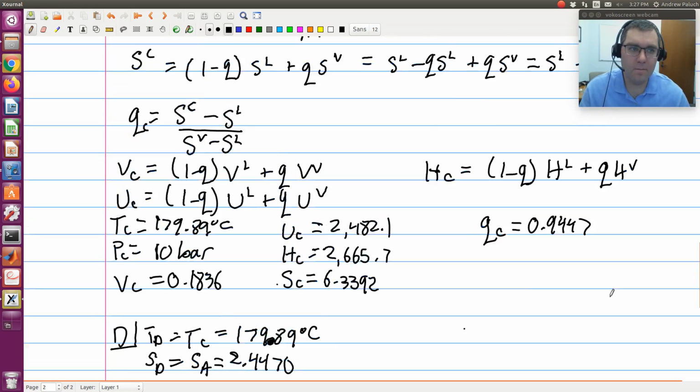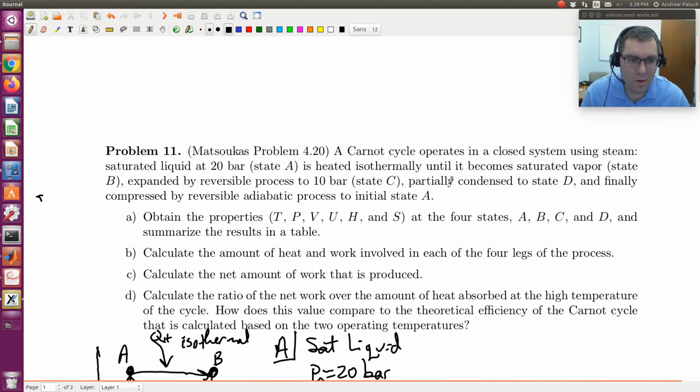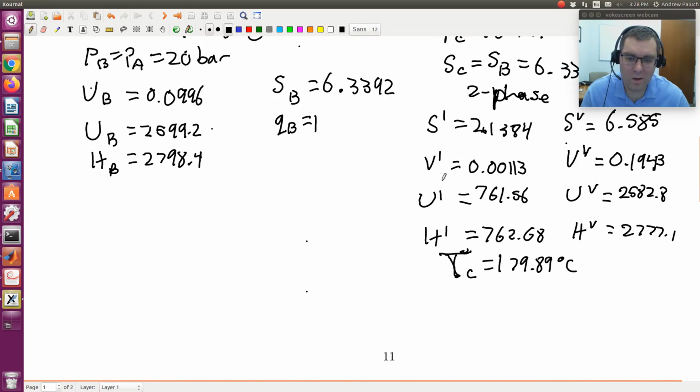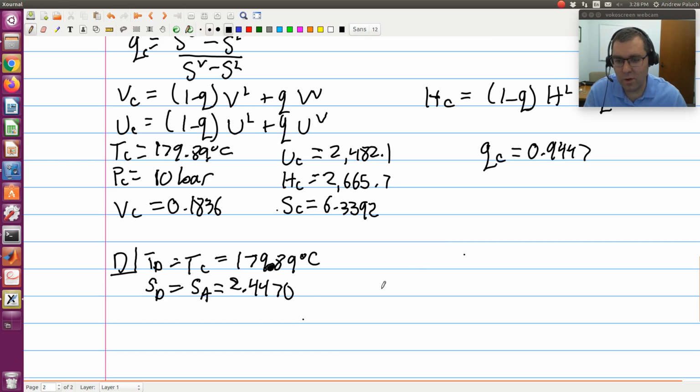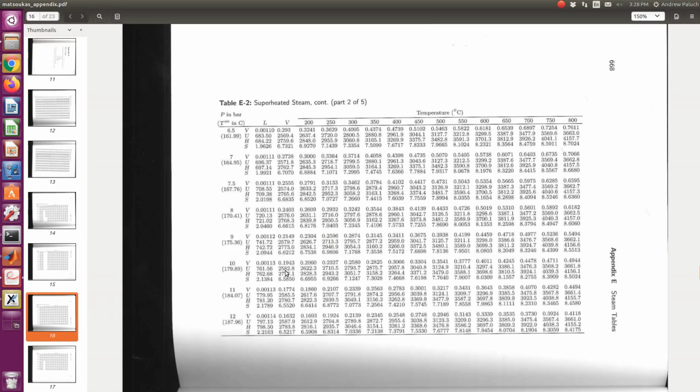Okay, and from the problem statement, it says that going from C to D, our system's partially condensed. So what I expect then is that here we have a two-phase mixture that's mostly vapor. We're at the same temperature, so we're going to have a two-phase mixture. It's just QD is going to be less than QC. So how can we check that out? Well, we know our entropy is 2.4470. So at 10 bar, in the superheated steam tables, I see that my S is between that of my saturated liquid and that of my saturated vapor. So again, I must have a two-phase system.